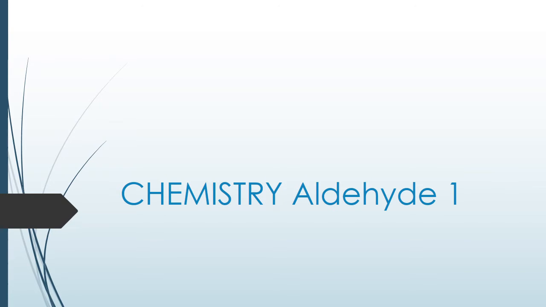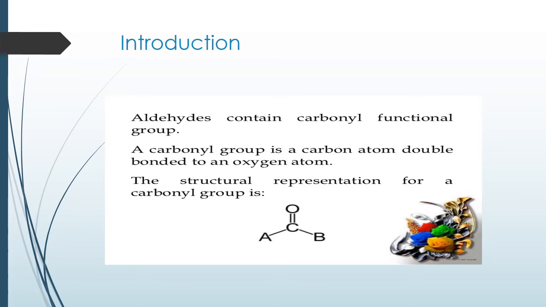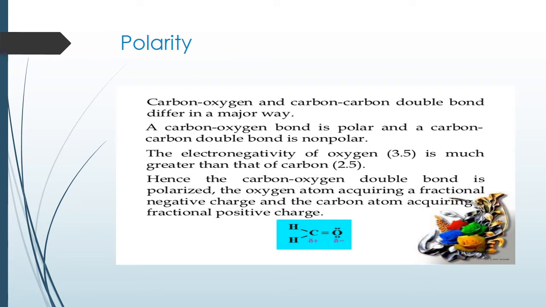Aldehydes and ketones are organic compounds. They are also called carbonyl compounds. Why are they called carbonyl compounds? Because this C double bond O, look at this slide, C double bond O is called the carbonyl. So any organic compound where the C double bond O is used as a functional group is called a carbonyl compound.